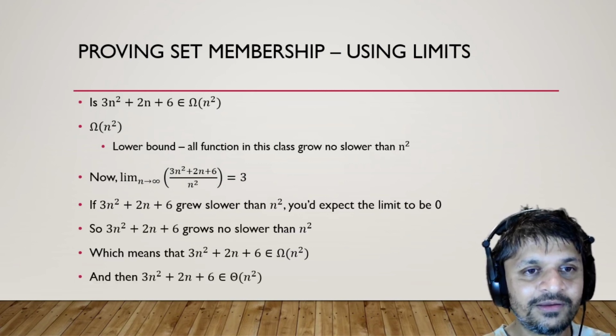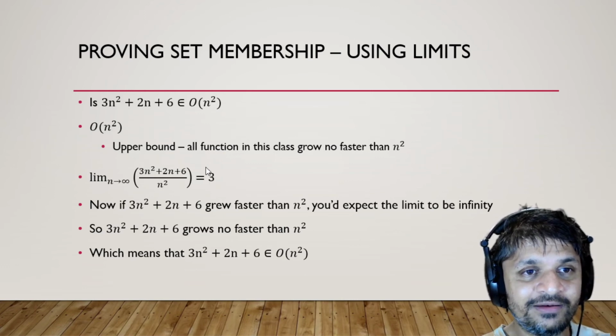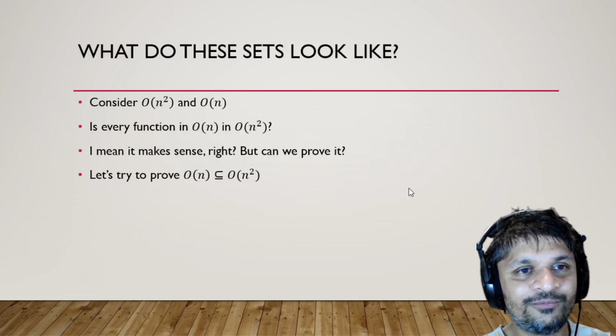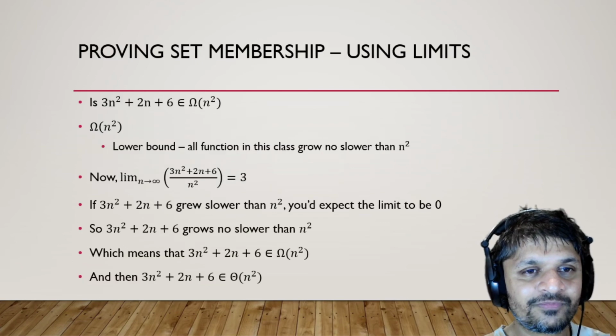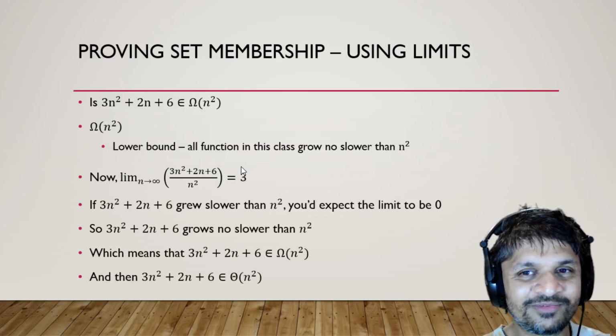Okay. On the other hand, if it was 0, then it's only an element of big O because it's not infinity, but it's not an element of omega because it's 0, right? So you can do this a lot quicker using limits.